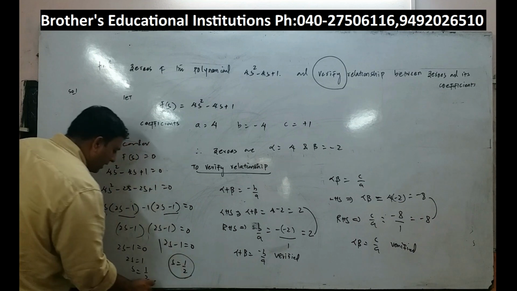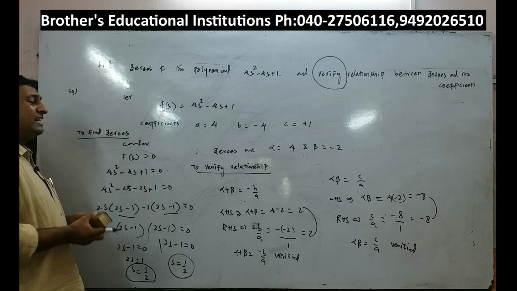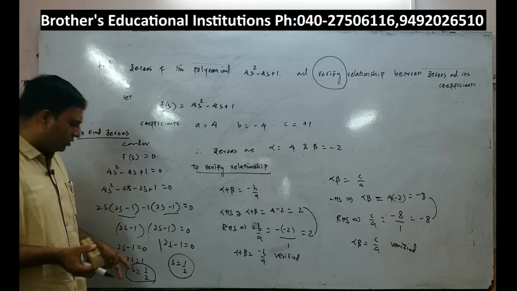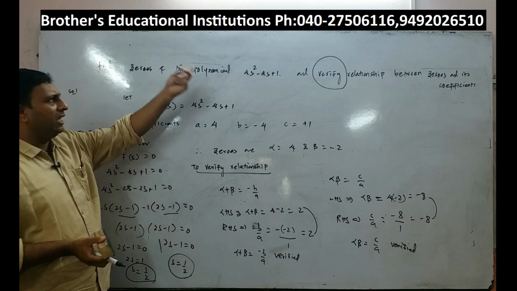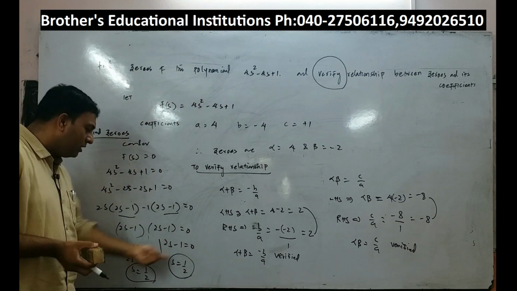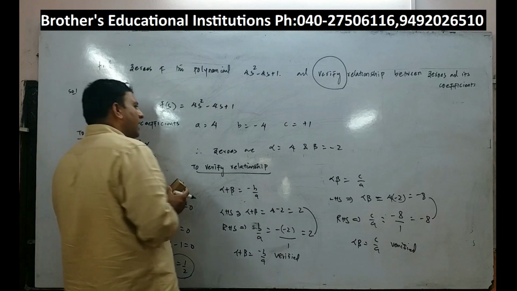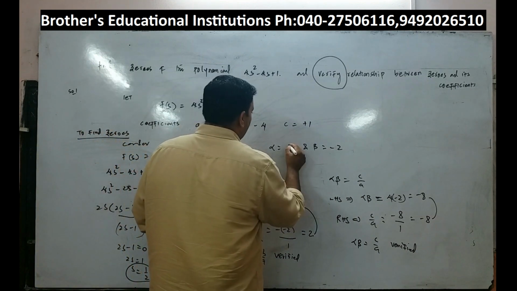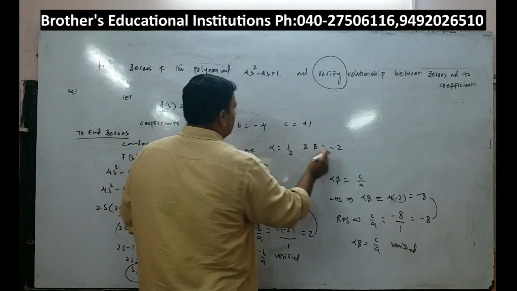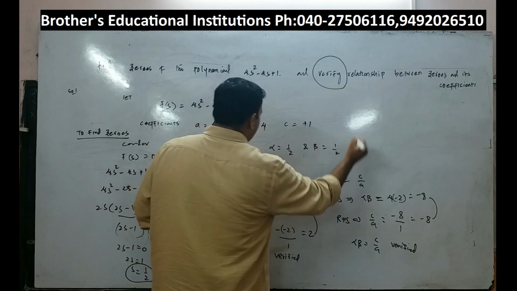Now you can see that the value is repeated. They are called repeated zeros. No issues, they can repeat any number of times. Since the degree is 2, repetition will be maximum 2 times. Now I will say let alpha be equal to plus 1 by 2. Beta is equal to, again, plus 1 by 2.